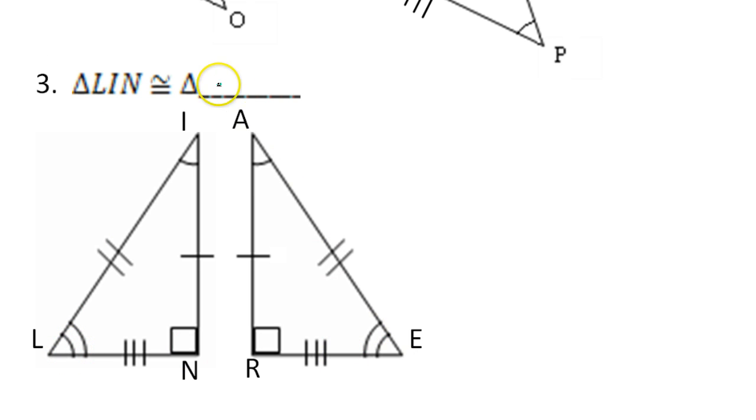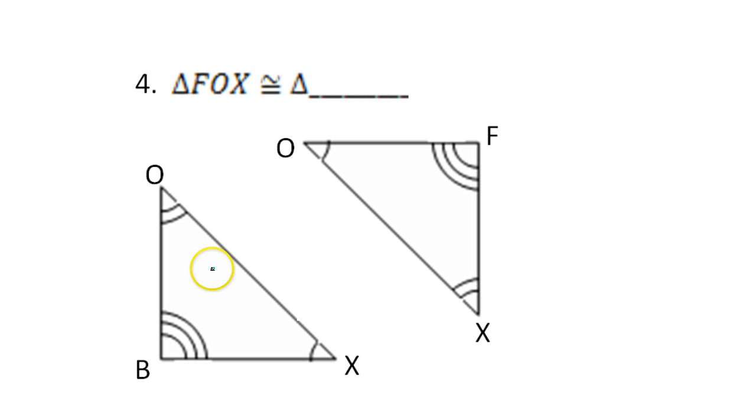So that's number two. Alright, number three, angle L is the double marked angle. So that's going to start us off with angle E. And then angle I is marked single, and that's A. Alright, so we've done E and A, so that means the third one must be R, which makes sense because it's the 90-degree angle just like N.